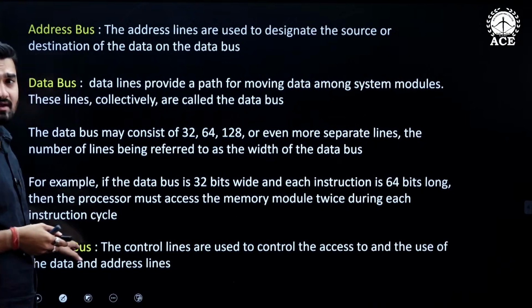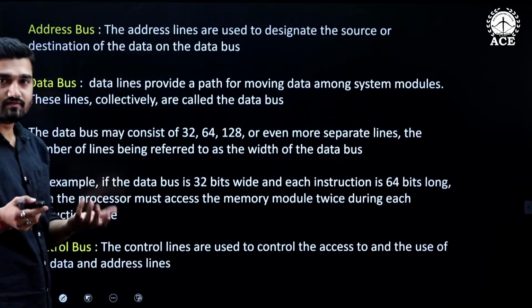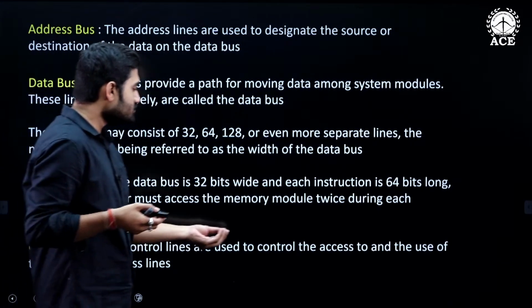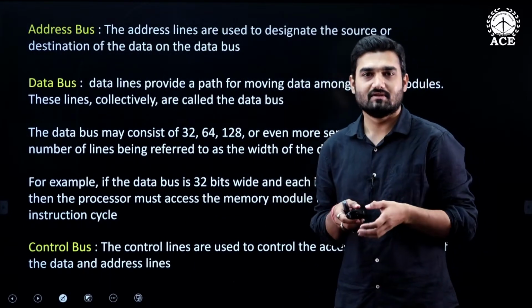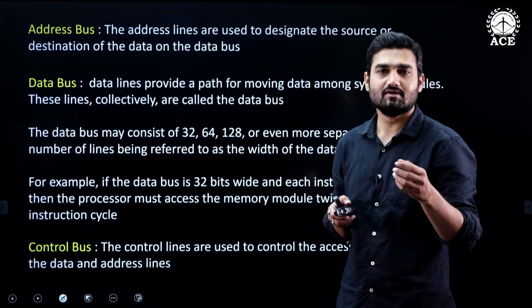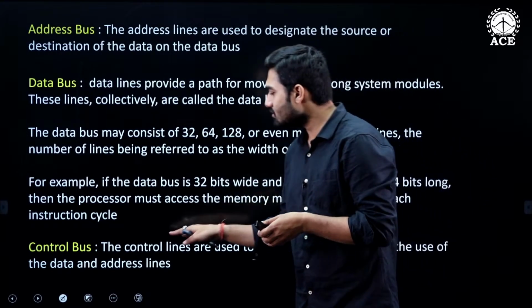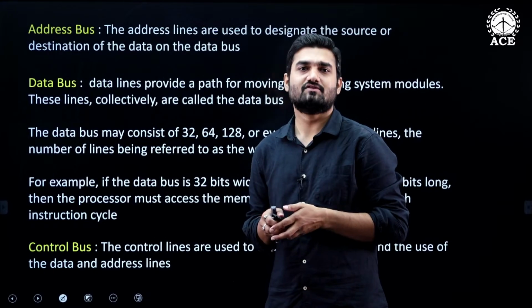Now, control bus is coming. Control bus we already know. The control lines are used to control the access, to use the data and address line, that's all. Control line is providing the control to address and the data format, that's all.